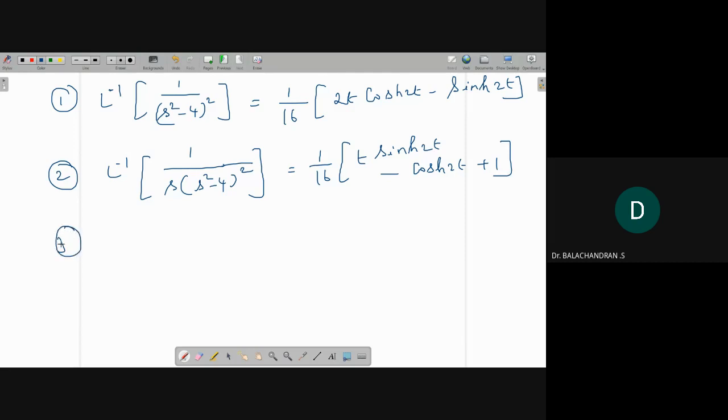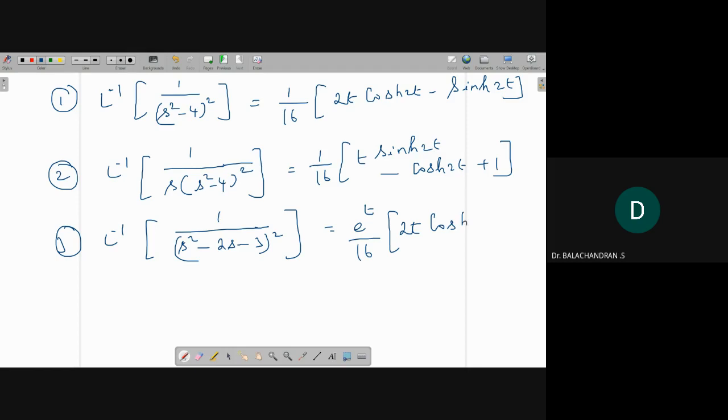Third problem is L inverse of 1 by (s square minus 2s minus 3) whole square. So write the denominator in the form of either s square plus a square or s square minus b square, and then try to solve this problem. The answer is e power t by 16 into 2t cos h 2t minus sin h 2t.